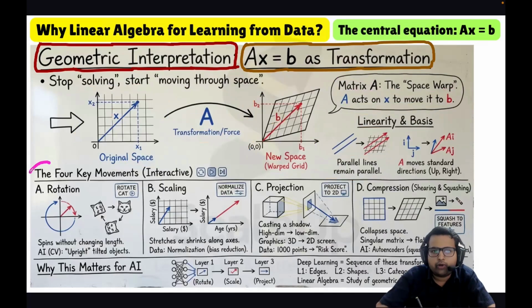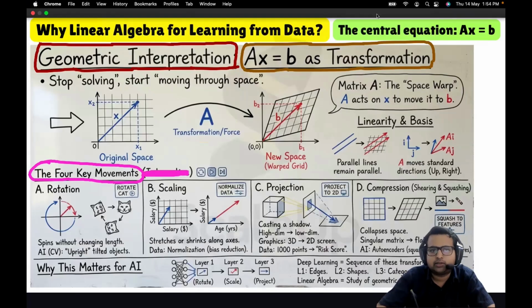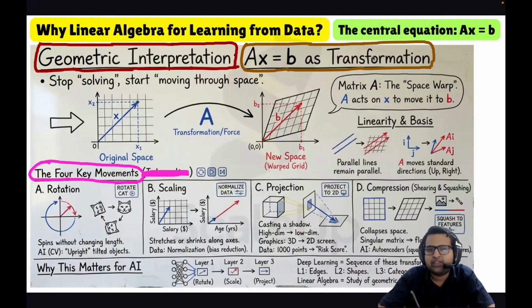Now we will look at the four key moves, the four major transformations that we can do. The first one is rotation. The matrix spins the vector around the origin without changing its length. In rotation transformation, we don't change the length, we just spin it through some angle.